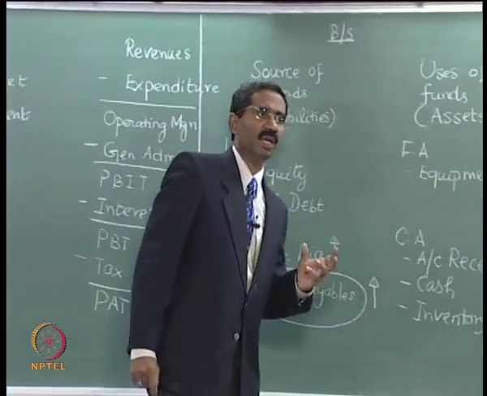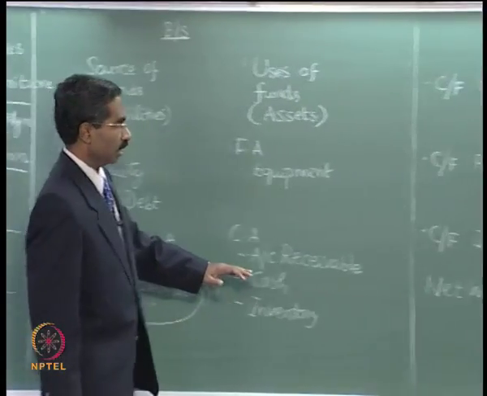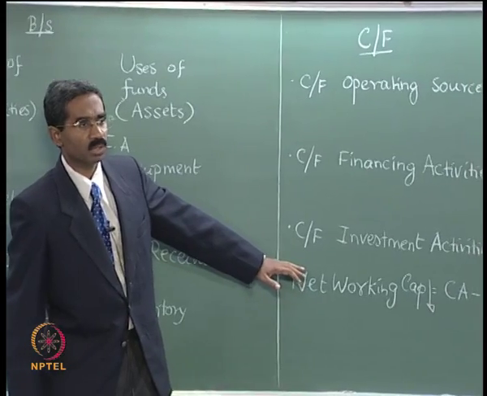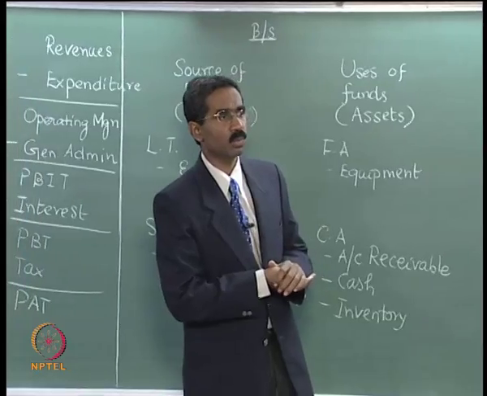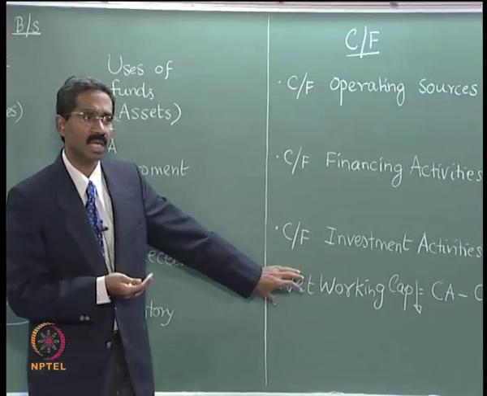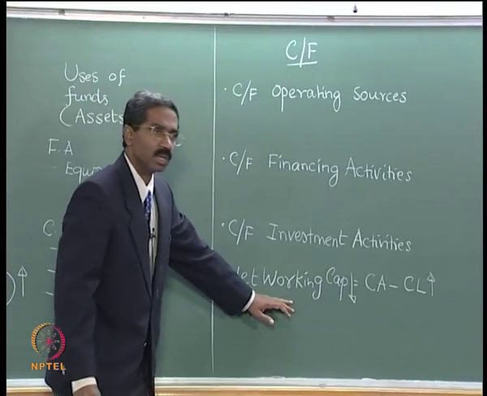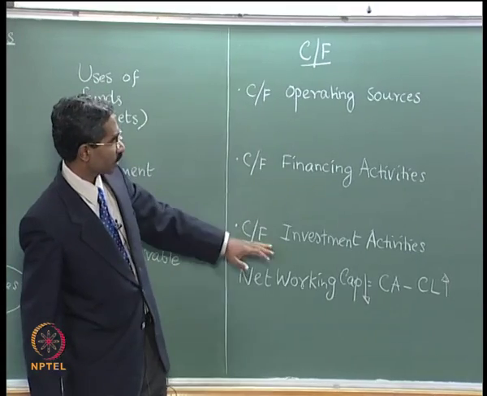So the very act of the company trying to delay payments to the suppliers is in a way going to reduce the net working capital requirements of the company. The company does not need to have a large amount of resources getting tied up in working capital. Now if the net working capital reduces, what is going to happen to the cash flows?